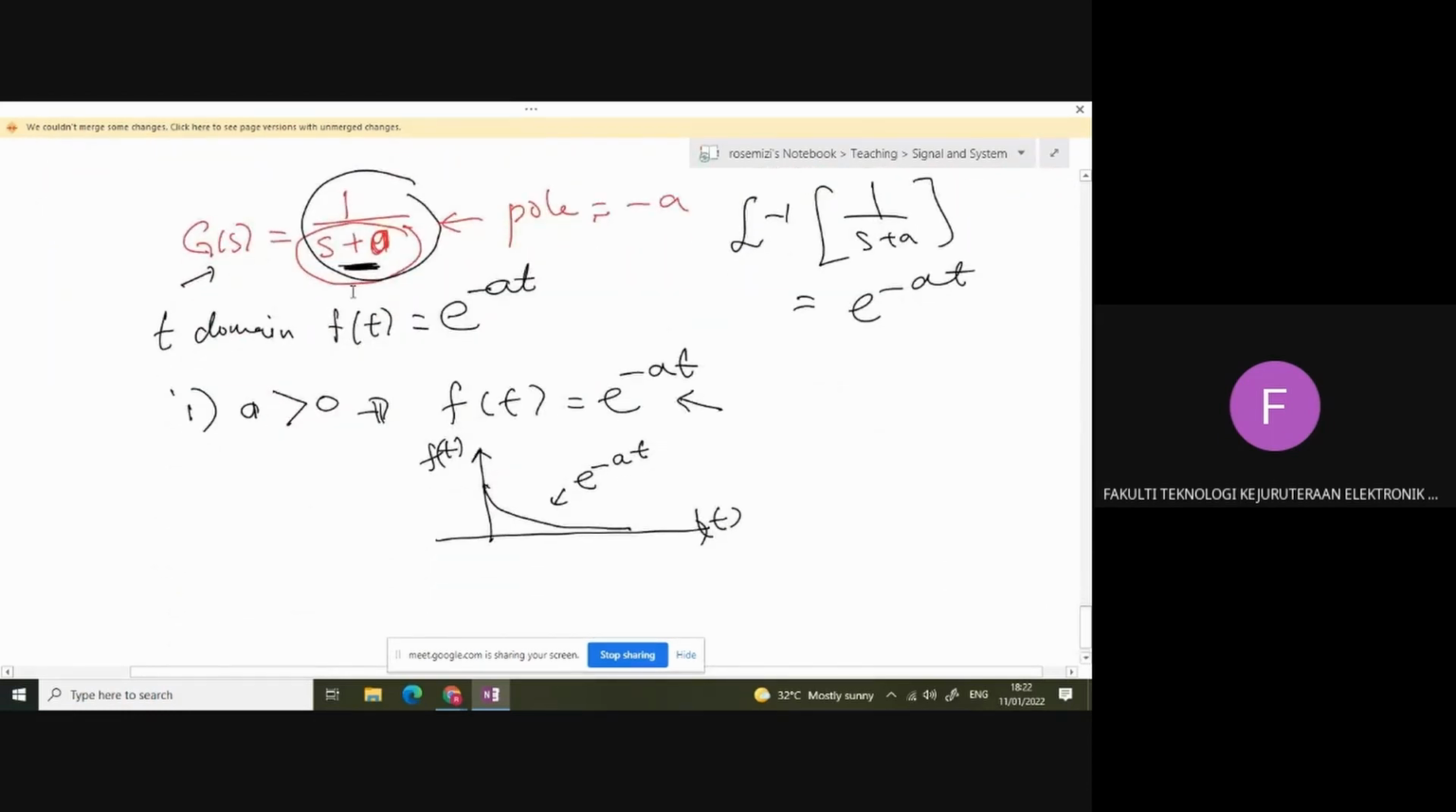In the T domain, we get this kind of equation. From this equation, we plot it into a graph. The graph will be like this. Our function will approach zero when time equals infinity. So the system is stable.